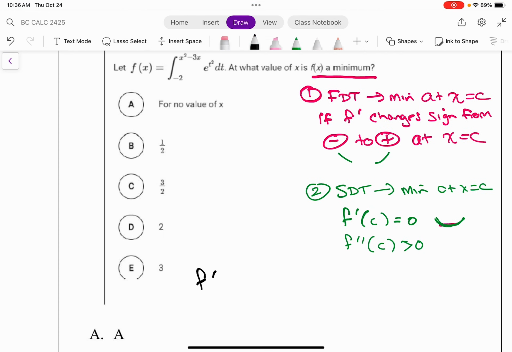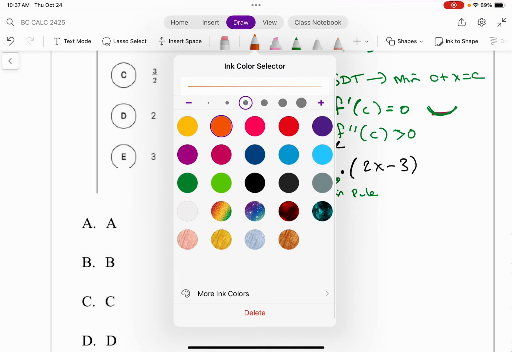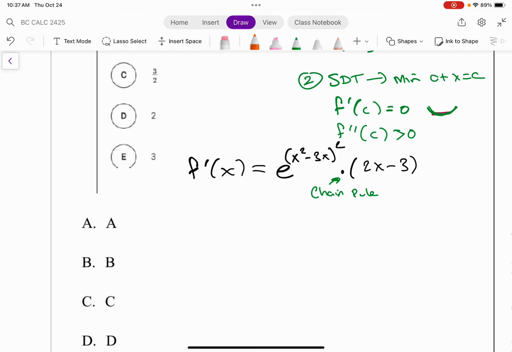So the first derivative of this function, by the fundamental theorem, is e to the, I'm just going to put the x squared minus 3x in for my t, so it becomes squared, and then don't forget, by the chain rule, I then multiply this by 2x minus 3. That's a common thing for students to forget. A lot of students forget this chain rule. We want critical points, so we've got to set the derivative equal to 0.